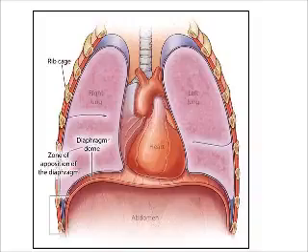In this diagram, you can get another view of the diaphragm. It's the sheet-like muscle that's located between the thoracic cavity and the abdominal pelvic cavity, and just below the lungs and the heart.